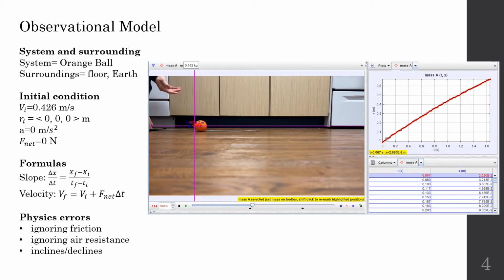In this lab, I designated the ball to be the system and the surroundings to be the floor and earth, and we found some initial conditions such as the origin. I also decided to use a slope formula and velocity formula heavily for our final calculations to prove a consistent velocity. And then within this experiment, some errors we recognize in the physics aspect will be that we are ignoring air resistance and friction and the possibility of an inclined and declined plane, as this would alter the entire scenario.